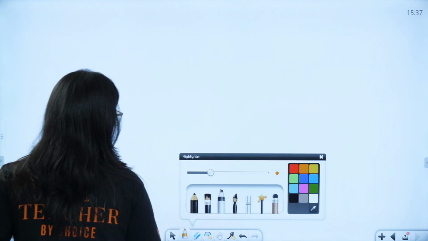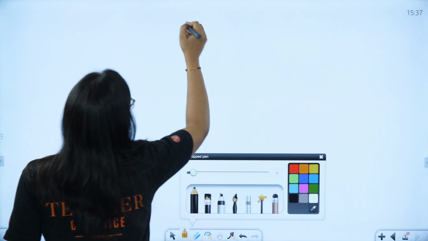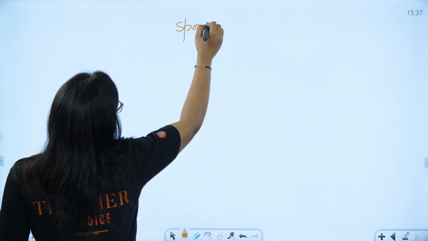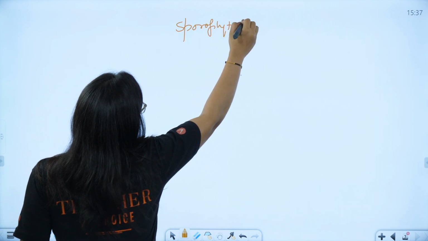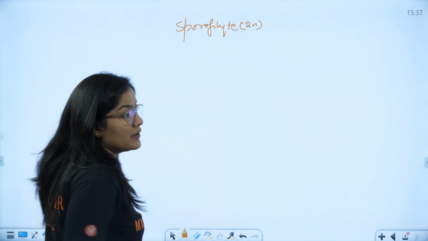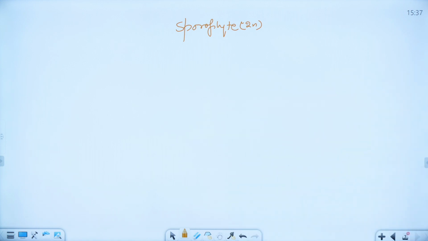In this case, what is going to happen? We have your sporophyte. This is the sporophyte, that is your 2n body, right? This 2n body, the main function of this 2n body is to produce your spores, right?